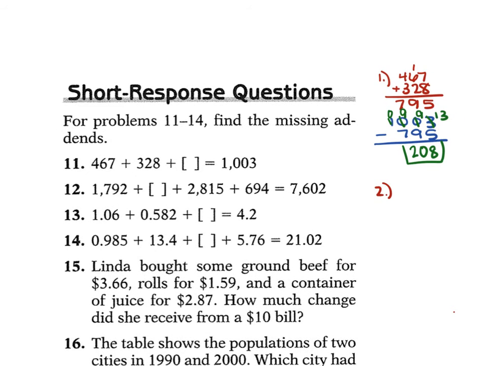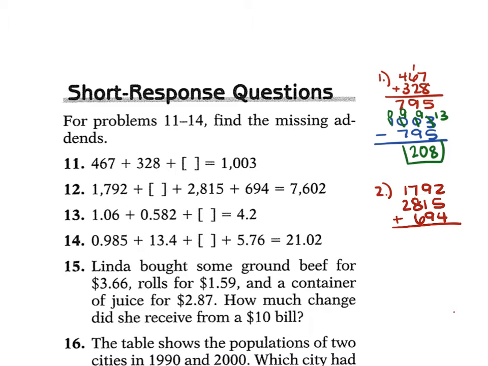For number 2, we have 1,792 plus something plus 2,815 plus 694 is equal to 7,602. So I'm going to add the 1792, the 2815, and the 694 before I subtract this number that I get from the 7602.